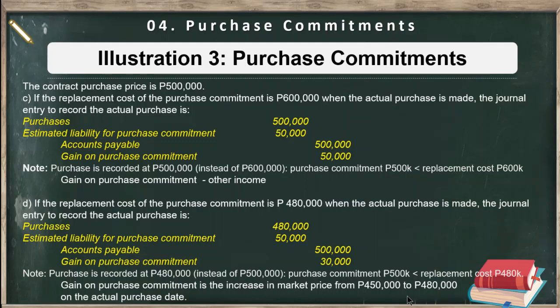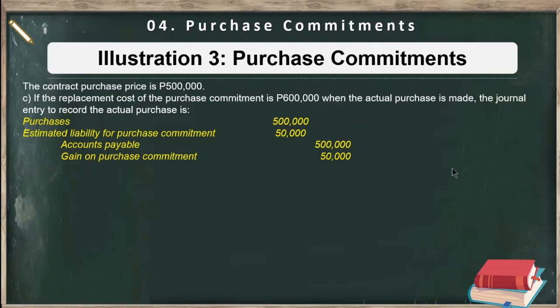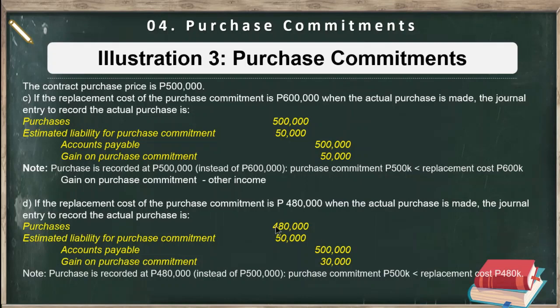Again, where do we get the 450,000? Diba? In the original nga data, diba? We have here the initial replacement cost is 450,000. And what if in the actual purchase, it becomes 480,000? So debit purchases 480,000. Then debit estimated liability for purchase commitment, we will close the previously recognized estimated liability. Then we're going to pay 500,000 because that's our contract purchase price, and credit gain on purchase commitment.